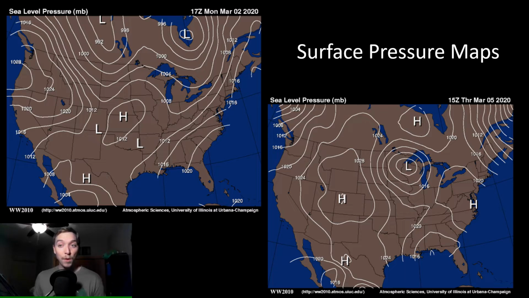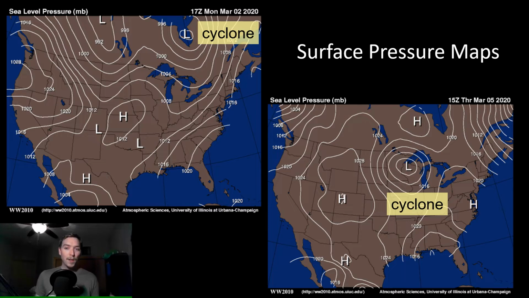So we can pick out a few certain features from these pressure maps. For example, we call this low pressure system here and here a cyclone. A cyclone is just an area of low atmospheric pressure characterized by rotating and converging winds and ascending air. The high pressure version of this is an anticyclone, which is characterized by diverging and rotating winds and subsiding air aloft. We'll look at these in a bit more detail in the next few slides.